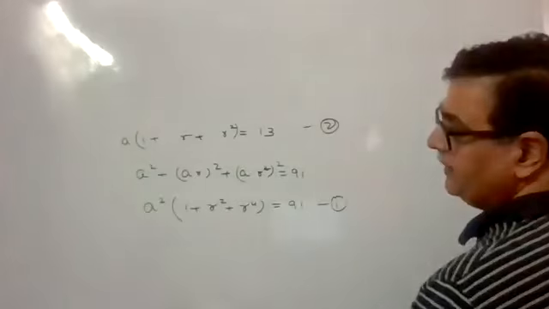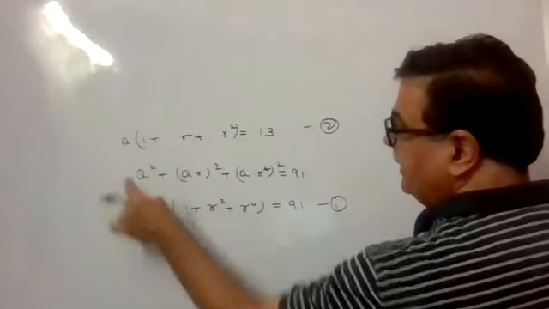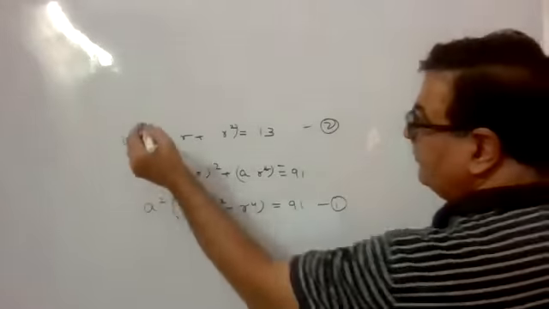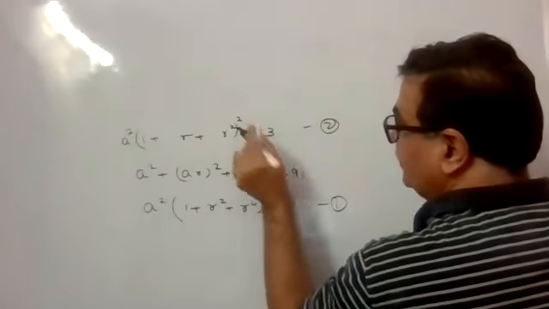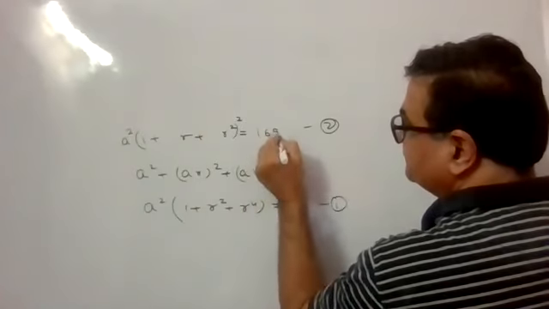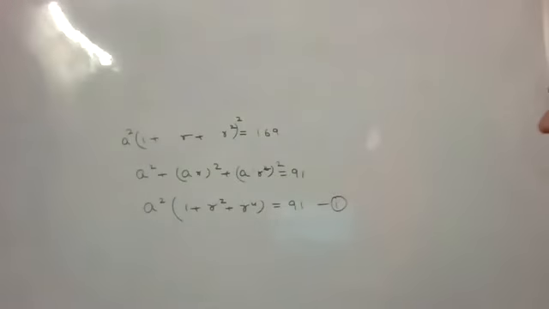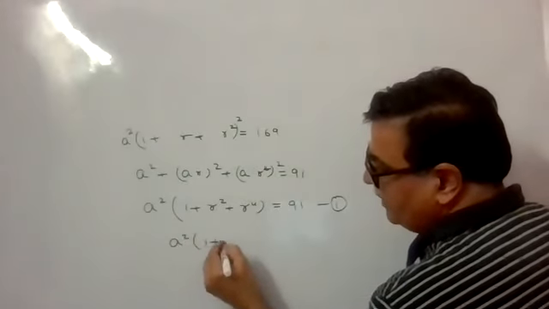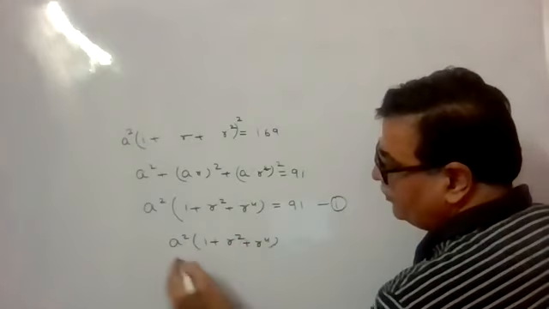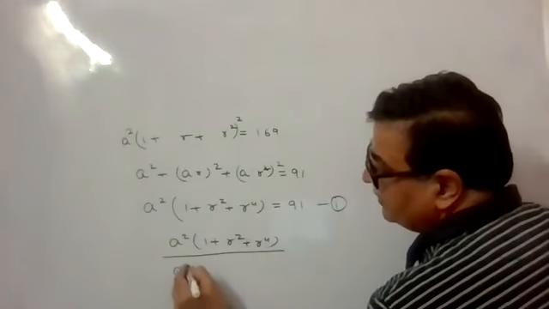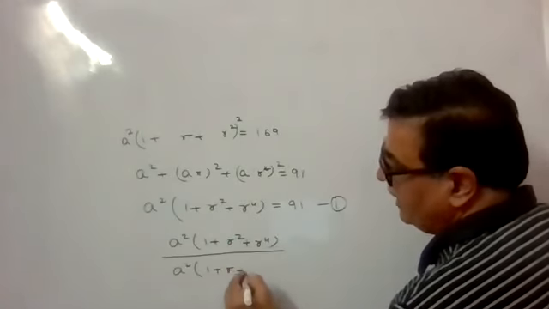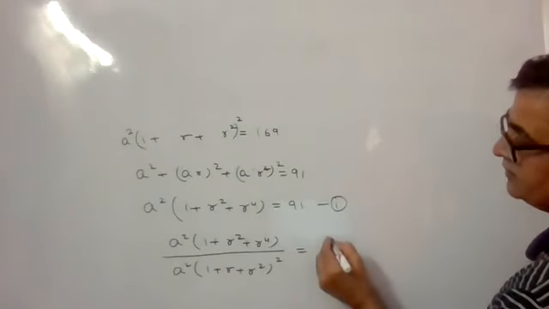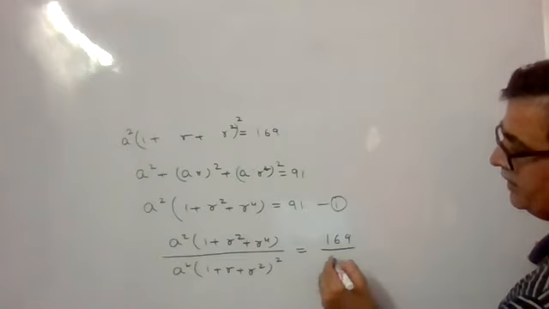Simply divide: if you do that, these won't cancel out and a will still remain. So that will not help you. So better you square it. So square and this is 169. And now you divide them. It comes a square into 1 plus r square plus r power 4 divided by a square into 1 plus r square whole power 2 is what? This is 169 by 91.